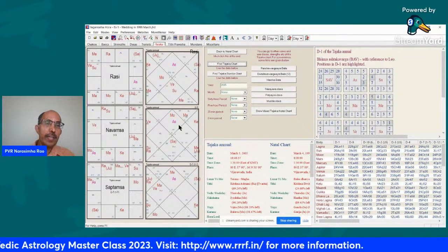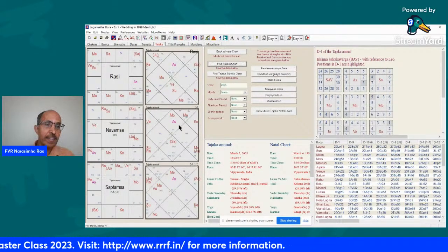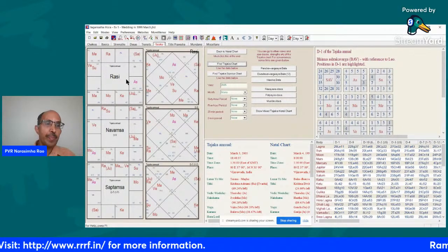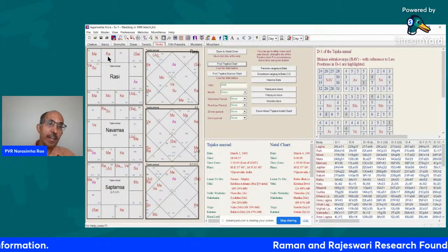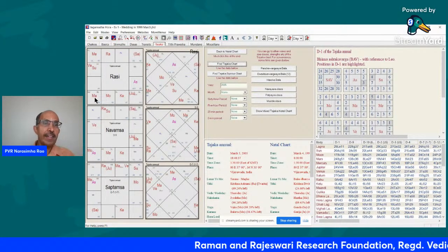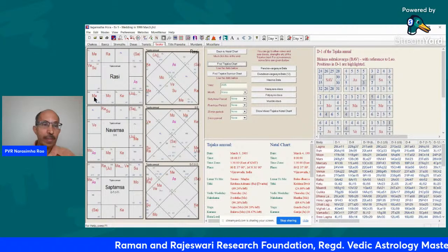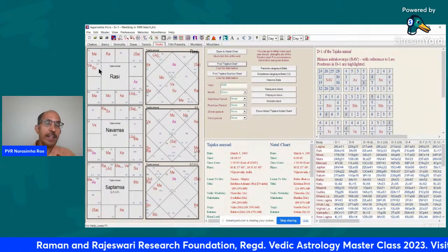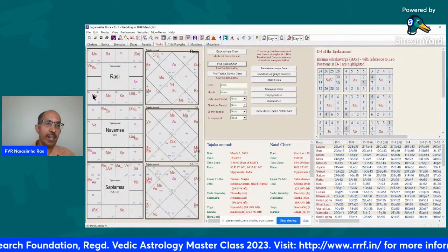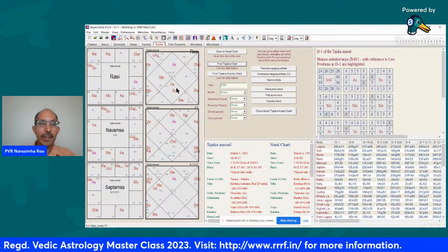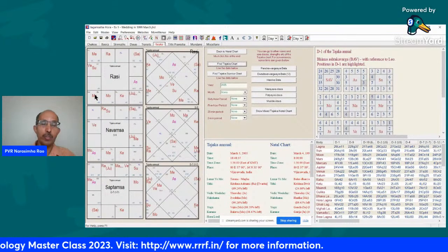Okay, if you look at the 2005 Tajika chart, the fifth house of children contains Yogakaraka Mars and also the ninth lord. And Lagna Lord Sun is aspecting Lagna. But basically the fifth house is pretty strong. And it also, by the way, has a 3/4 aspect by its own Lord, Jupiter.